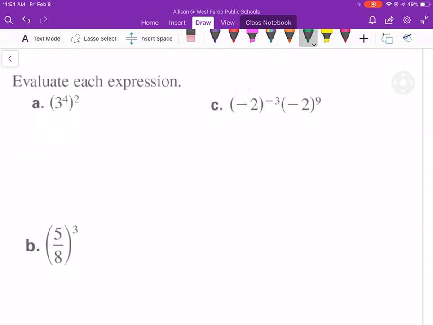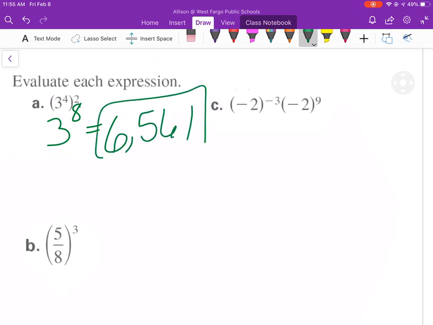Okay, we have the power to a power rule again. So when you have an exponent raised to an exponent, you multiply those exponents. So 4 times 2 is 8. And since we have no variables here, we can just evaluate that expression. And 3 to the 8th power is equal to, I need a calculator for that one, 6,561. So no variables, we should simplify it as far as we can.